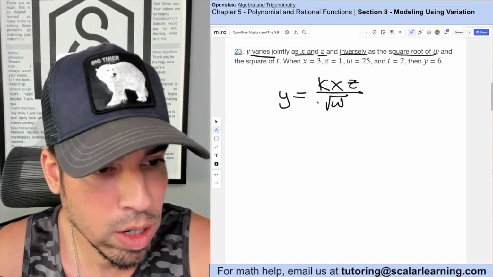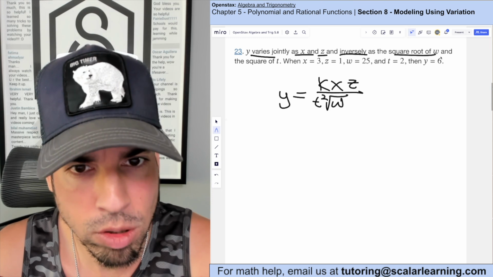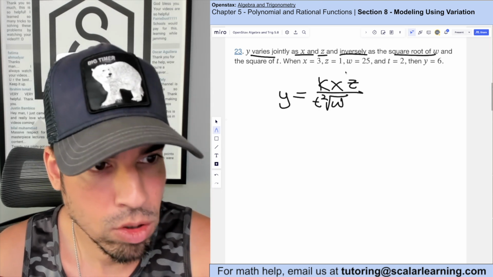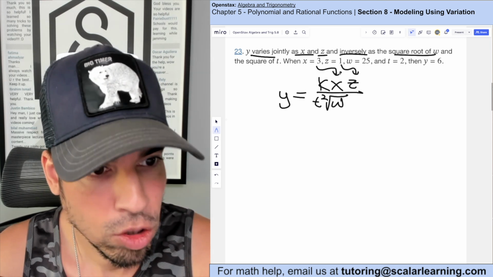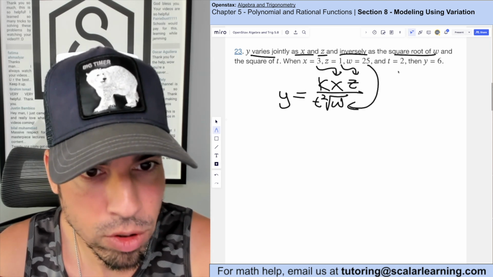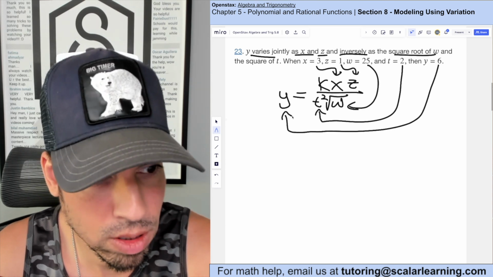And also the square of t. So we can also throw a t squared up here. It's inversely with the square root of w and the square, meaning t squared. Now we got to solve for k, so we're going to plug and chug. So we got 3 in for x, 1 in for z, 25 in for w, 2 in for t, so much stuff here. And then y gets 6.